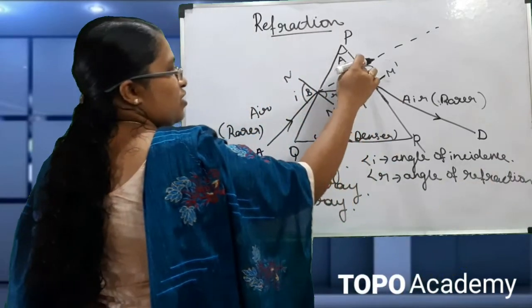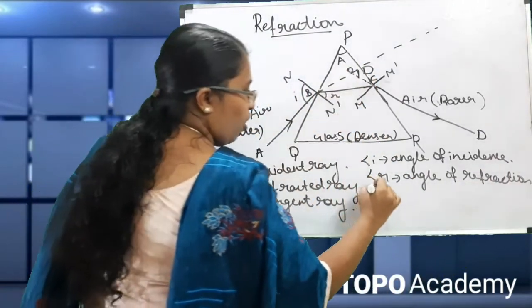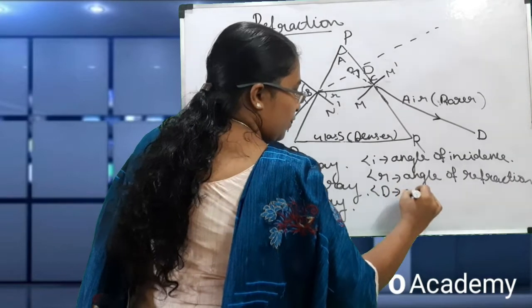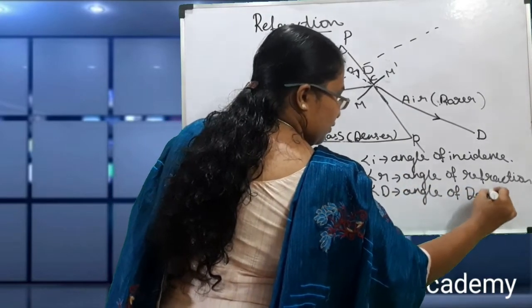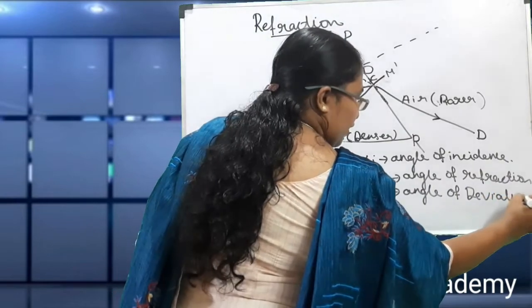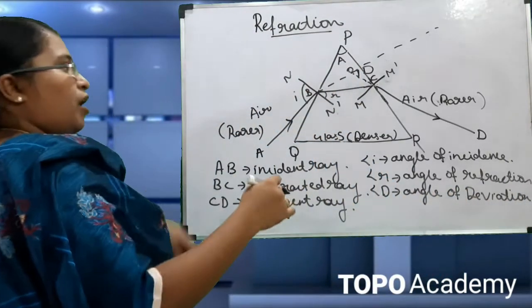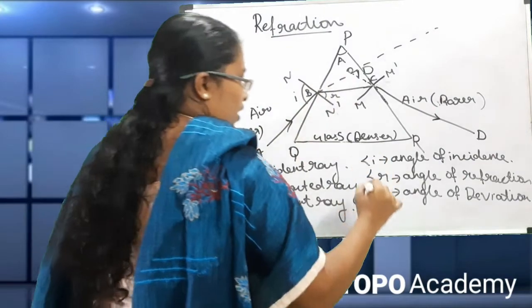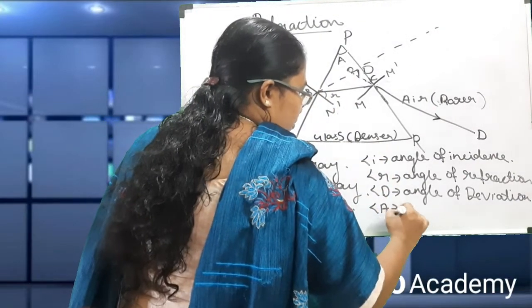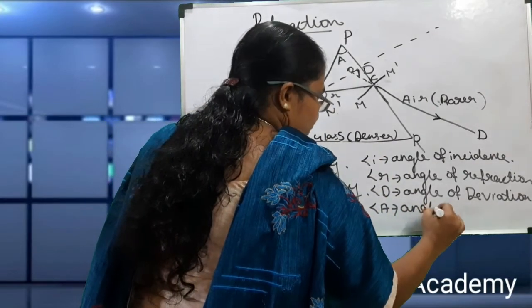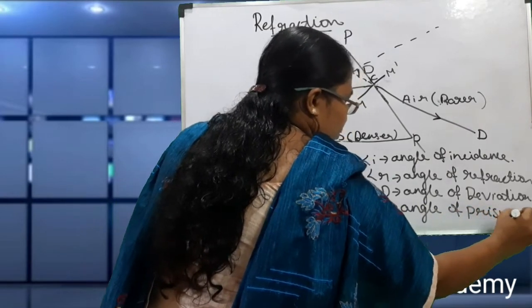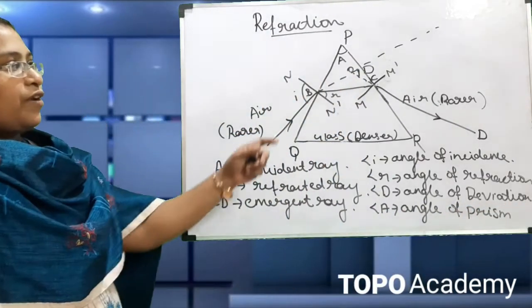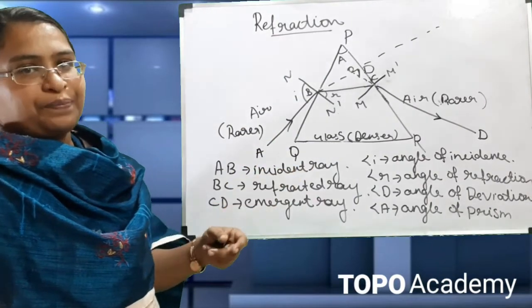And what is D? This is the angle of deviation, the angle between the incident ray and emergent ray. And what is A? Angle A is the angle of prism. So this is refraction through a glass prism.